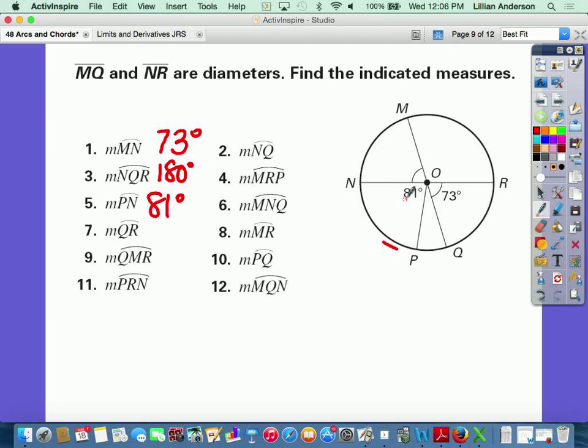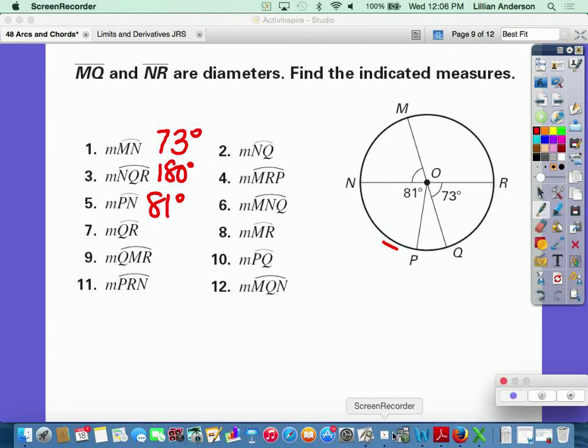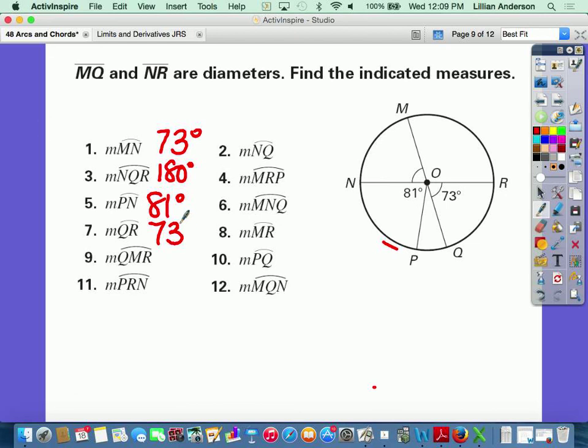You see how this is going? Take about 2 minutes to try to fill out the rest, okay? So remember, the measure of the central angle is going to be the measure of the arc. So, the measure of arc QR, did anybody figure it out? Christian? It's 73, because its central angle is 73. Very good.